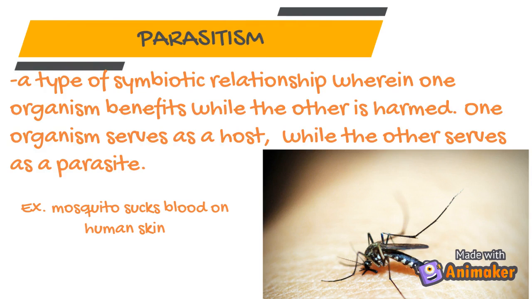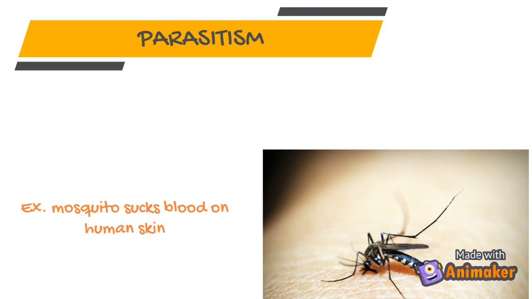Next is parasitism. A type of symbiotic relationship wherein one organism benefits, while the other is harmed. One organism serves as a host, while the other serves as a parasite. An example of this is when a mosquito sucks the blood of the human skin. The human skin serves as host, while the mosquito serves as a parasite. In this relationship, the mosquito benefits, while the host is harmed.